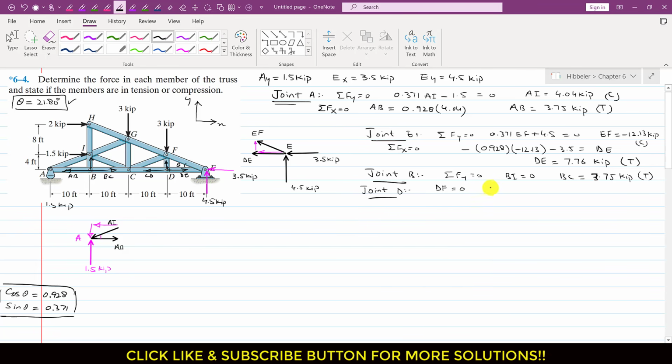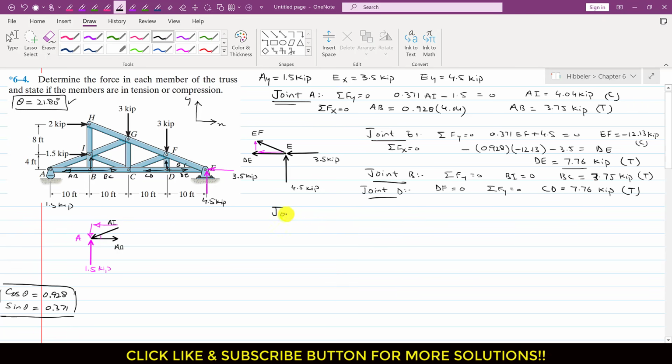And similarly, if we apply the summation of forces along x equals to 0, DE is acting in the positive x direction and CD is acting in the negative x direction, so this will be equal to 0. So this means that CD is equal to DE, and DE is equal to 7.76. So I will write that this is 7.76 kip, and since CD is acting away from this joint D, this means that this is the tension force as well. Now after this I will go for joint H, right?